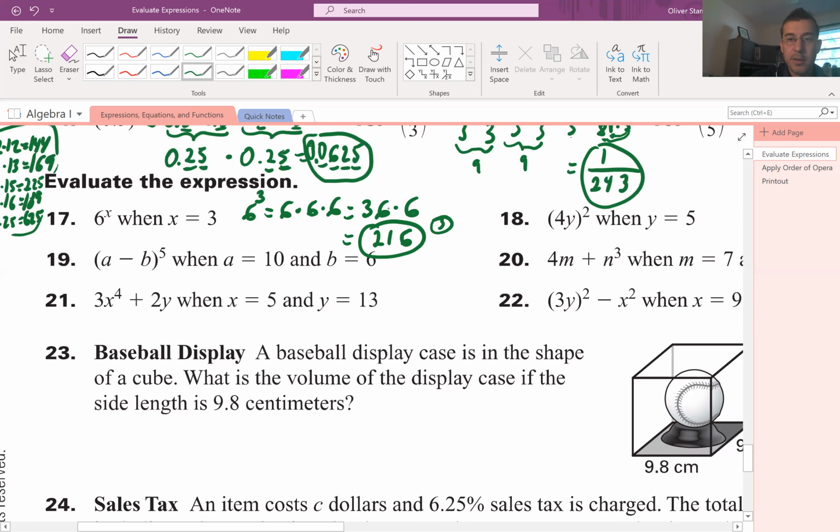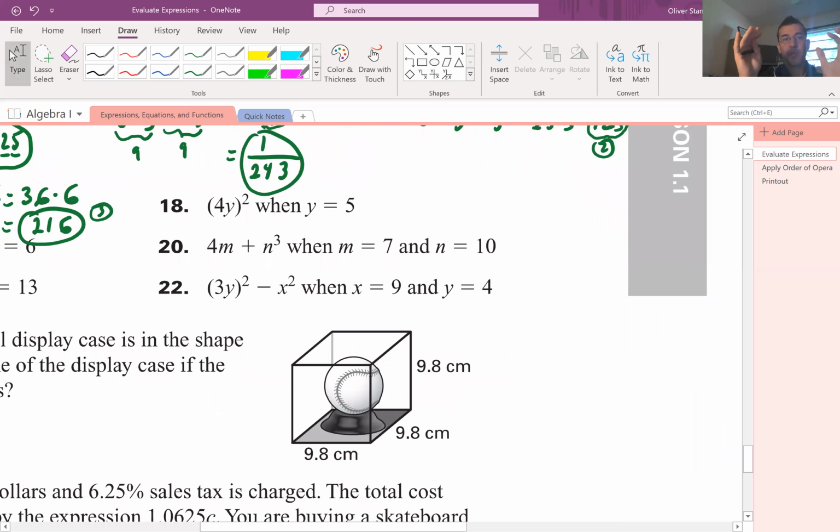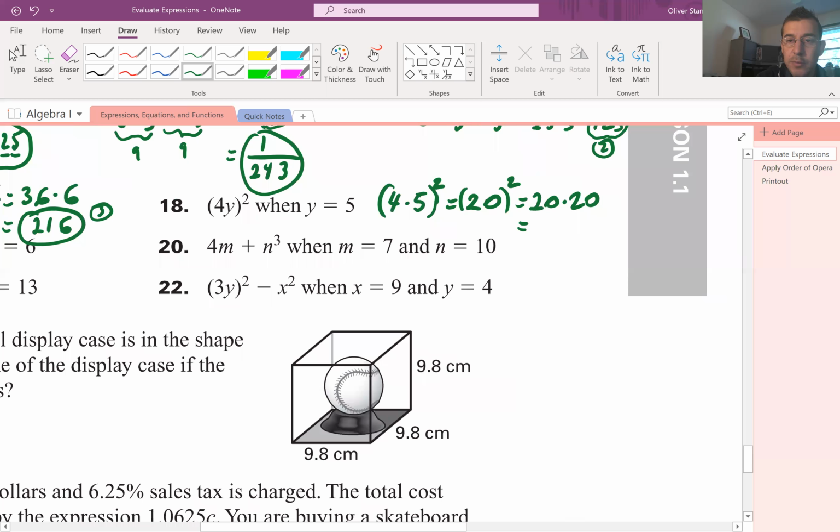Okay. Number 18, 4y, the whole thing in parentheses to the second power. So that becomes 4 times y is 5, the whole thing squared. So what is 4 times 5? It's 20. And then the whole thing is squared. That is, base is 20, 2 times, right? Exponent is 2, 20 times 20. Now 2 times 2 is 4, and then the 2 zeros. So this becomes 400. Okay?